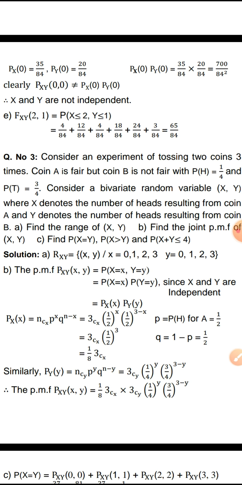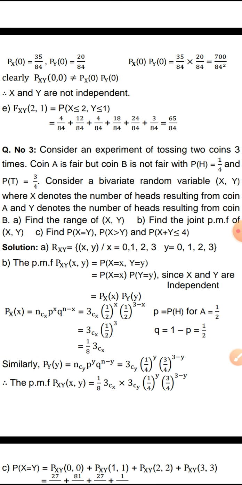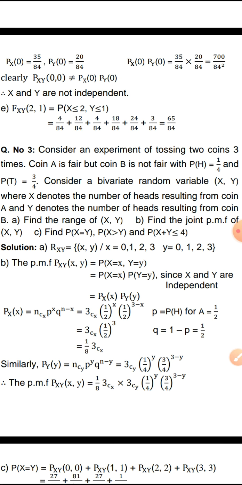Consider an experiment of tossing 2 coins 3 times. Coin A is fair, but coin B is not fair, where the probability of head will be 1 by 4 and probability of tail is 3 by 4. Coin A being fair means the probability of getting head and tail are equal, equal to half. Both have equal chance of occurrence. So B is not a fair coin. Chance of getting head is 1 by 4 and chance of getting tail is 3 by 4.